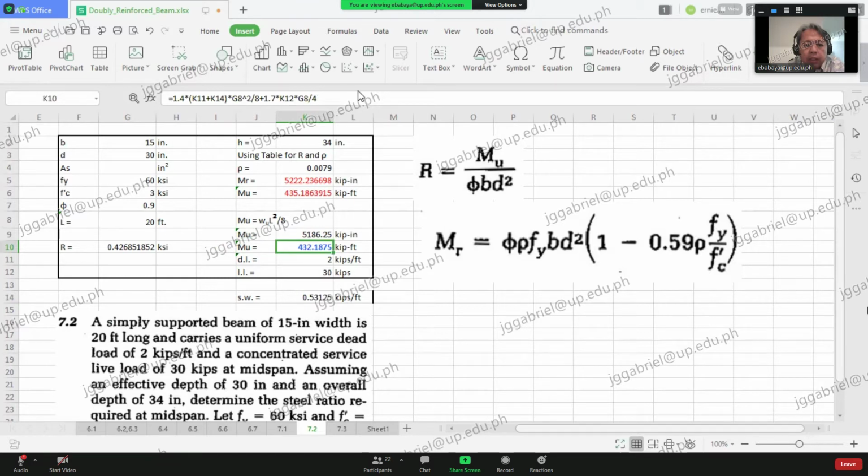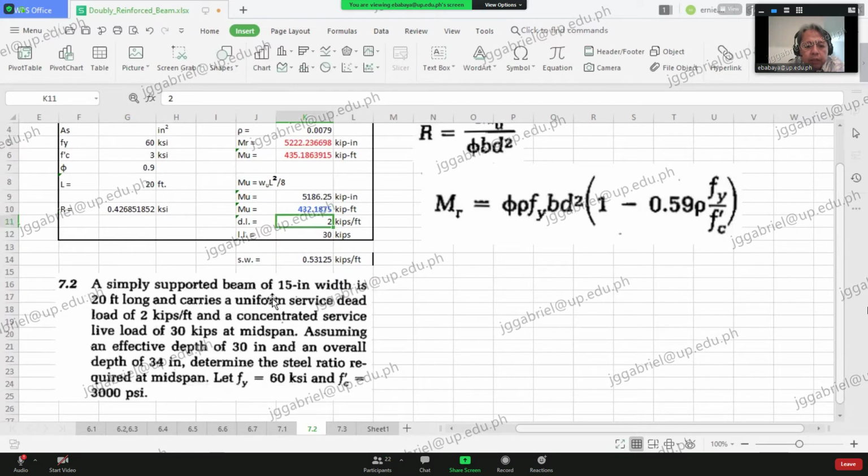Now, the concentrated load is 30 kips. And you also have a dead load aside from the self weight. You have a dead load of 2 kips per foot. So these three are accounted for. Dead load was mentioned here. It says uniform service dead load of 2 kips per foot, and then concentrated service load of 30 kips at mid-span.